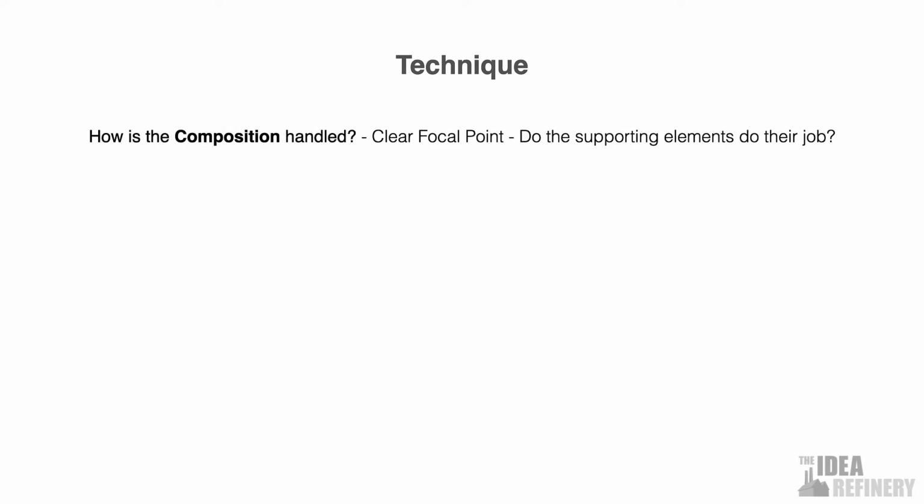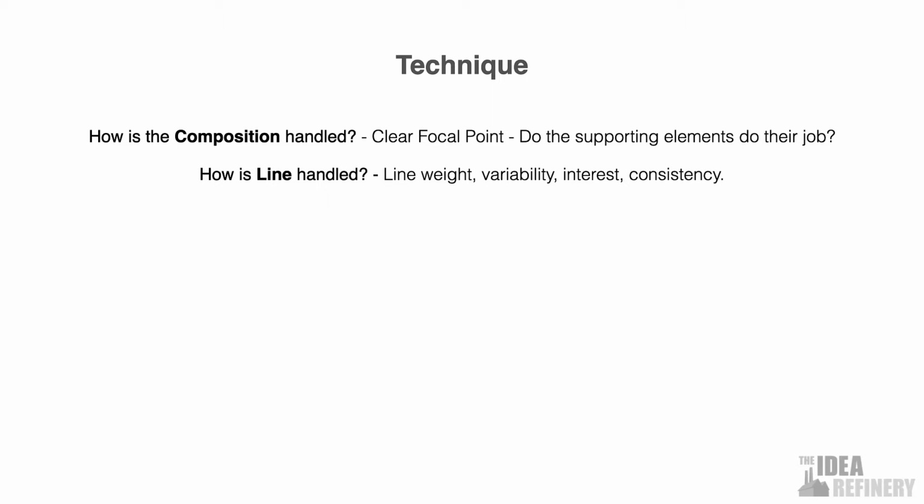The first thing I like to think about is the composition. I like to ask myself this question: how is the composition handled? Is there, for example, a clear focal point? Do the supporting elements of the composition support the focal point? In other words, does the composition form a unity? The next thing I like to ask, especially for this project, is how is the line handled? Is there a variety of line weight? Is there a variety of line style? Is the line interesting? Is the line consistent? Is the line weight appropriate for the subject and the composition?